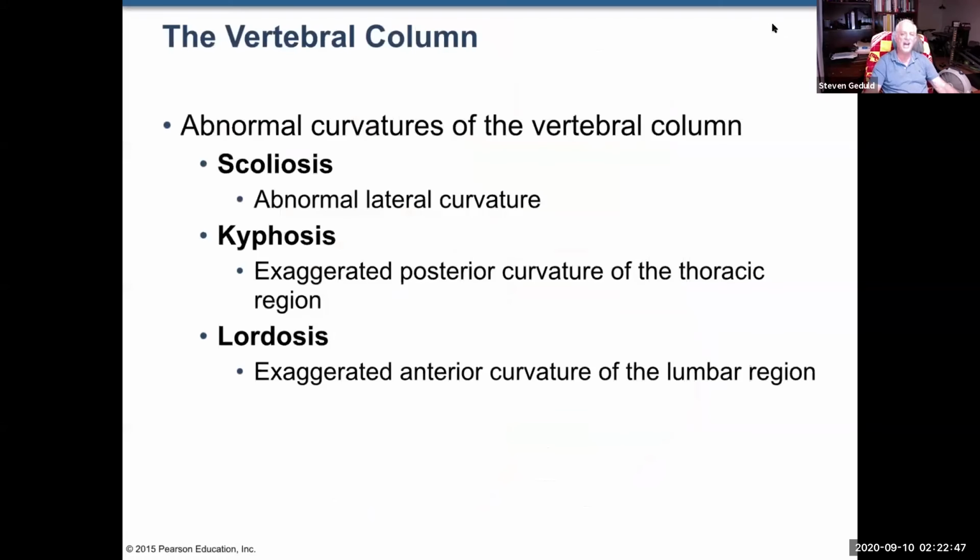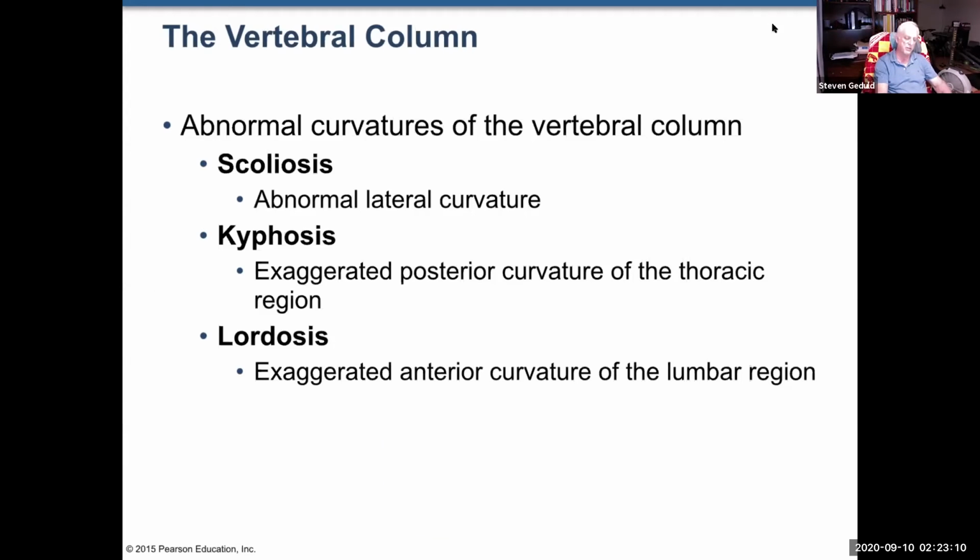You can have abnormal curvatures of the vertebral column. You can have scoliosis, which is a lateral curvature, where instead of the spine being up and down, it curves to the sides. You can have kyphosis, which is an exaggerated posterior curve, like a hunchback, in the thoracic region, or lordosis, which is an exaggerated anterior curve in the lumbar region.